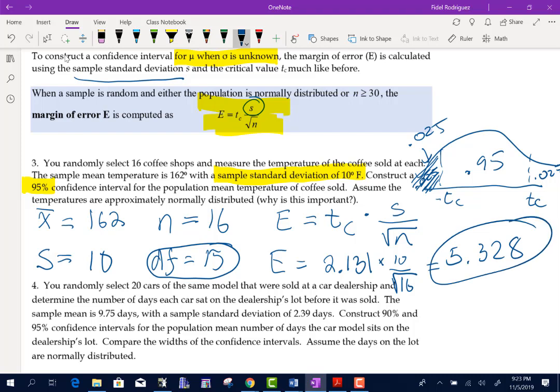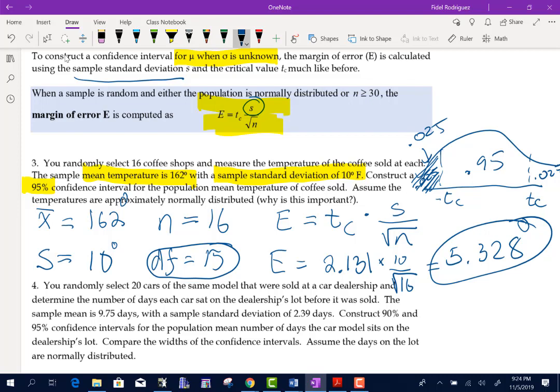5.328. Now, let's see what that error means. Guys, notice what we're talking about. We're talking about the temperature of what? We're looking at the temperature of coffee. Since we're talking about temperature, wouldn't it be in degrees? Because we're talking about the temperature of coffee, right? So if the mean temperature is 162 degrees with a standard deviation of 10 degrees, the error would be 5.328 degrees too. Does that make sense so far?